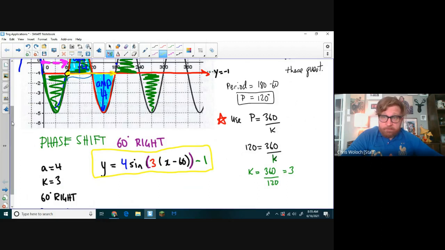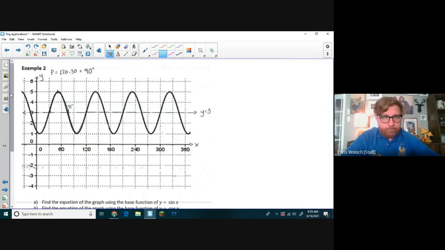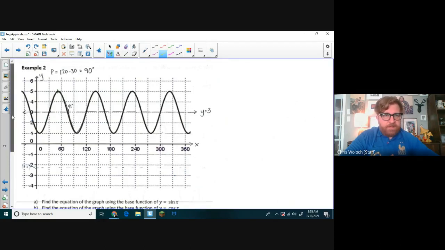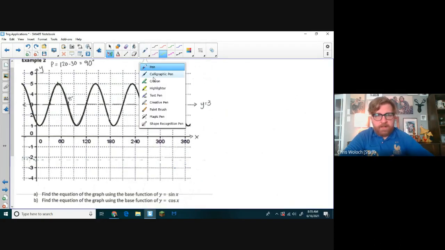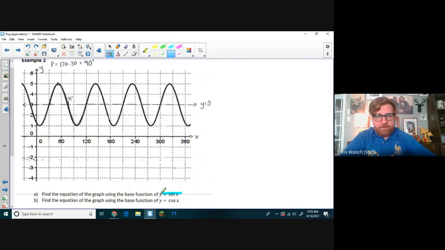So let's try another one, and we'll see how it goes. Okay, so here, again, I have a nice little wave, and the only difference is we're going to come up with an equation with sine, and then we're going to come up with an equation for cos. So again, we're going to have two different equations for the graph, one with sine, one with cosine, but they make the same graph.